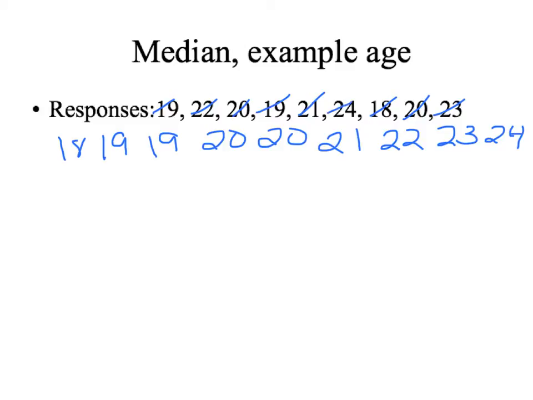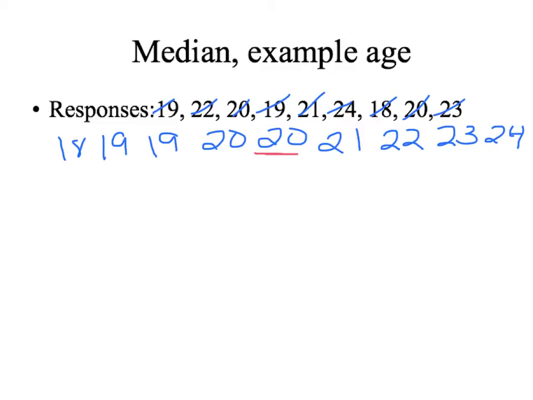Now I want to go from the edges and count in to the middle point. I have 1, 2, 3, 4, 5, 6, 7, 8, 9 respondents. So my middle is going to be the 5th respondent, because for respondent 5, there are 4 below and 4 above. I'm going to count in 1, 2, 3, 4, 5, and this is going to be my median. So my median here is age 20.